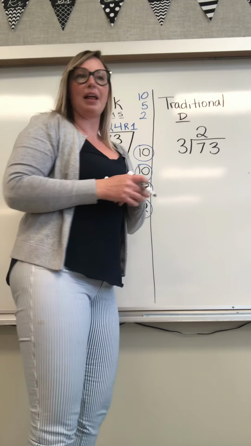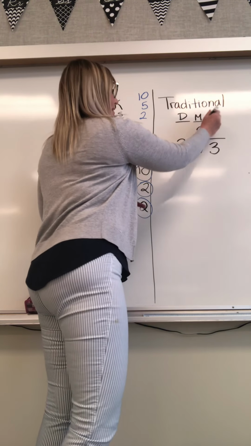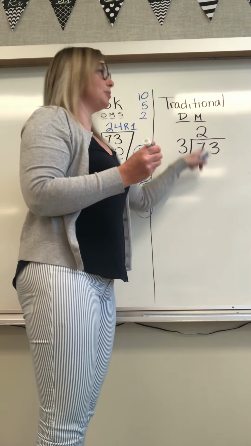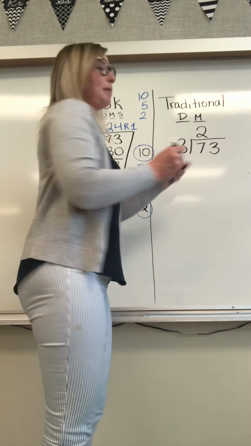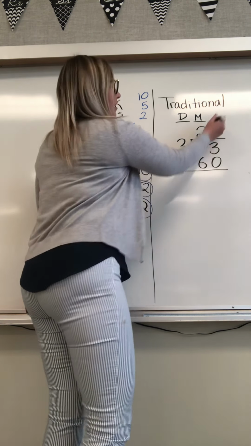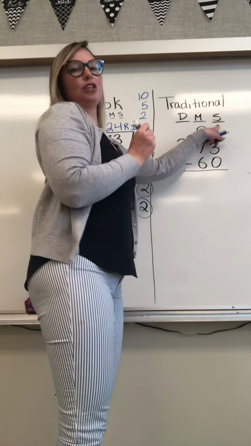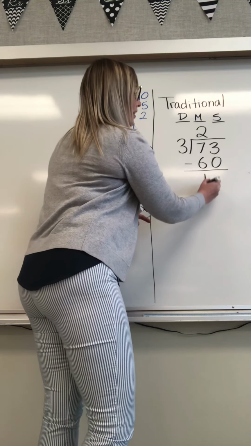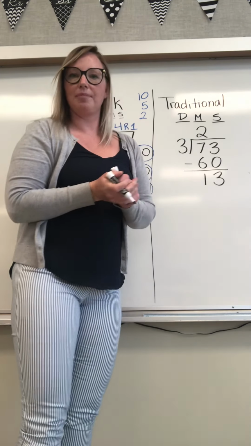Now we're on multiply. 2 multiplied by 3 is 6, or 20 because it's in the 10 spot, multiplied by 3 is 60. And step 3 is subtract. Dinos must succeed. Leaving us with 13.